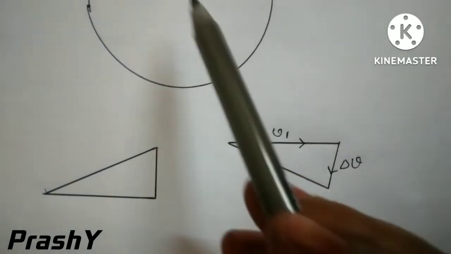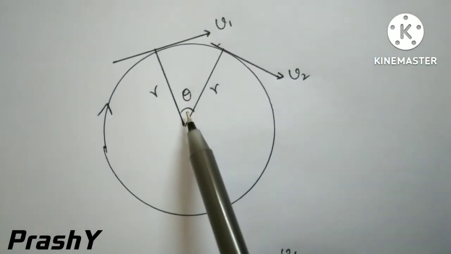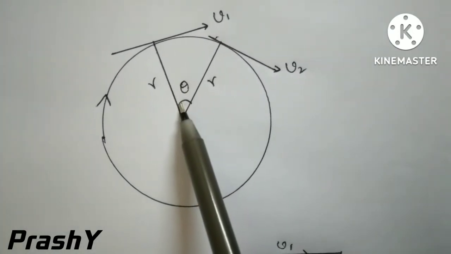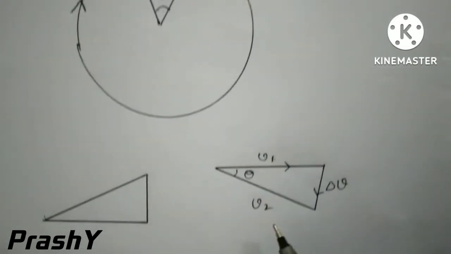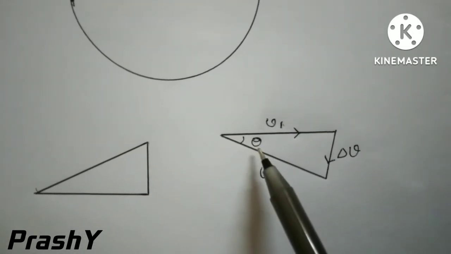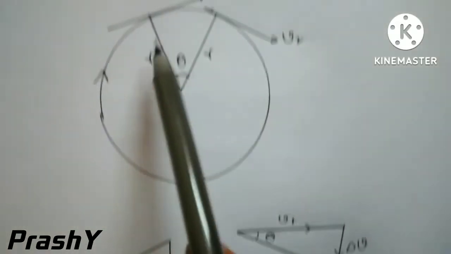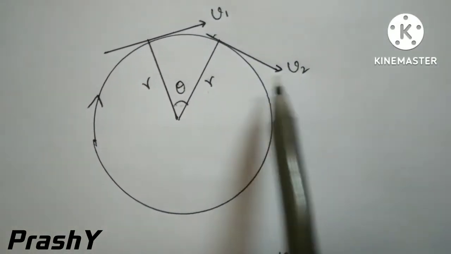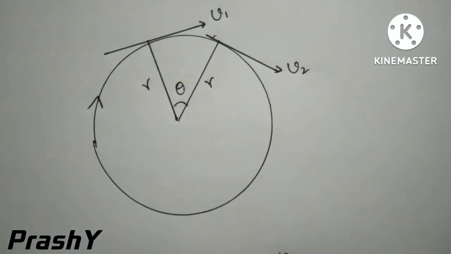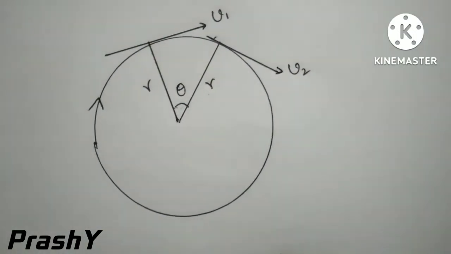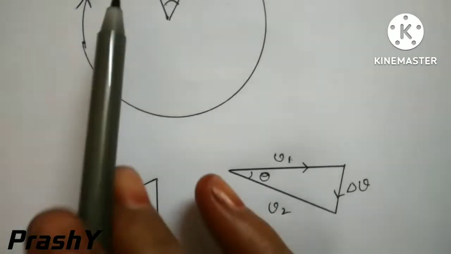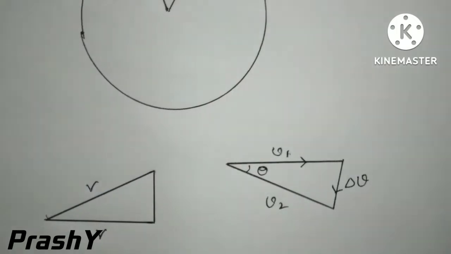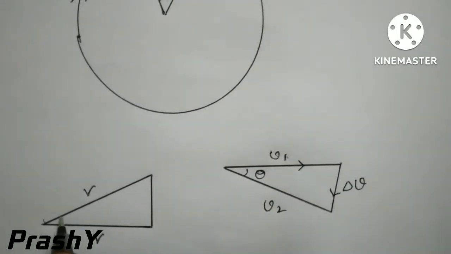So this is the same angle as we got here. R and R form an angle theta. Similarly, v1 and v2 form an angle theta because here R and v1 are perpendicular to each other. Similarly, R and v2 are perpendicular to each other. Now, I will draw another triangle with R and R. So, this is one R and R. This angle will of course be theta.